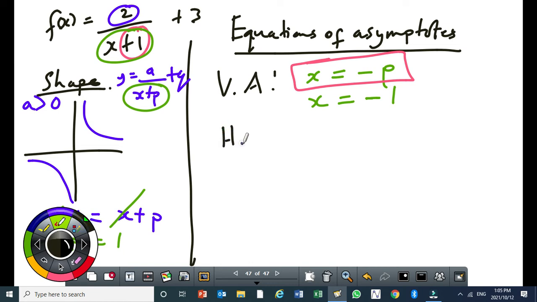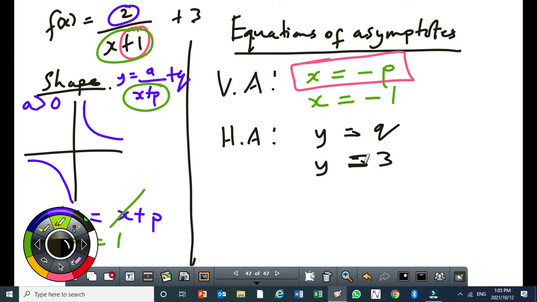The horizontal asymptote is very easy. It's y equal to q, which in this case is y equal to 3. That's straightforward. The one for the vertical is the one you need to be very careful with when you are trying to determine it. Okay, then I've got that.